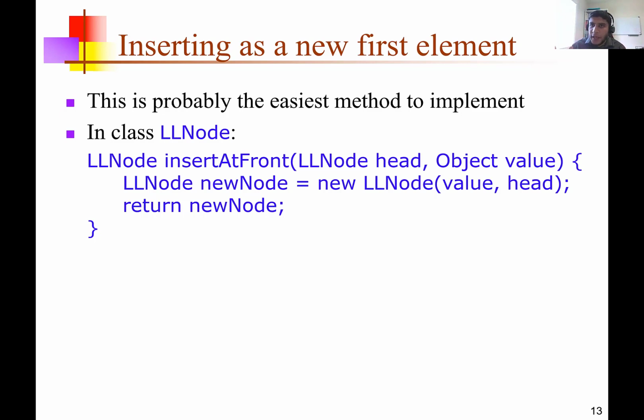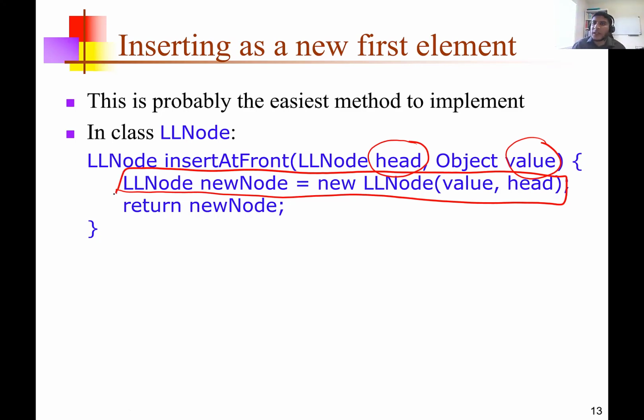The ultimate good way, which is what you're going to do in the lab, is implementing all these methods in the SLL class or the linked list class, because that's where they should be. You're trying to insert an element to a list, so the method should be part of the list. But for the matter of explanation, let's write this in the LL node. I simply want to insert at front. I want the head to know the front, and I want the value that I want to insert. Once I take these two as input, I declare a new node.